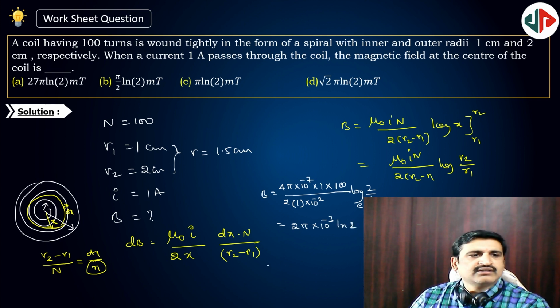Okay, any other things? 2 pi, I got. 2 pi, where is 2 pi? 2 pi, pi by 2 is there. Anything I missed? Oh, here one more 2 is there. Okay, that is correct only.